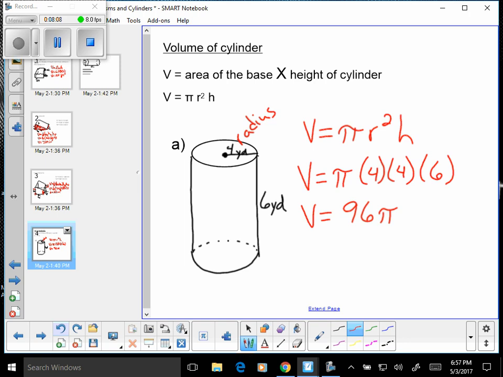If you were going to leave your answer in terms of pi, you would be done, except for your label. And sometimes when you get into high school classes, and sometimes, for example, like at Math Triathlon, they would expect you to just finish off at 96 pi. Our book tells you to go to the nearest unit. So it's going to be 302. In this case, we have yards cubed.